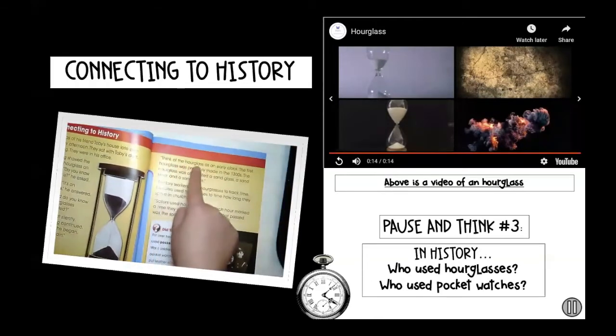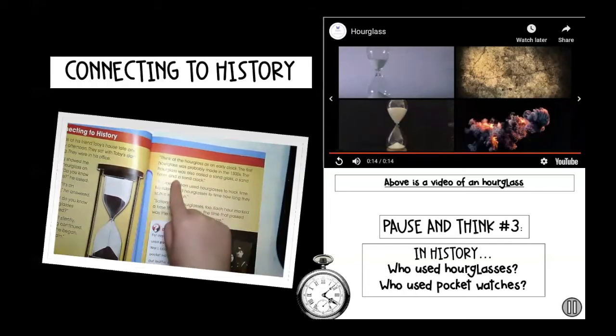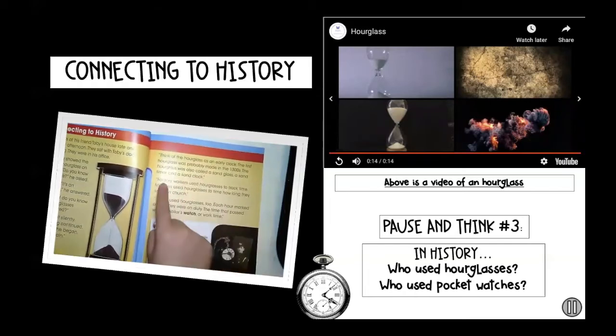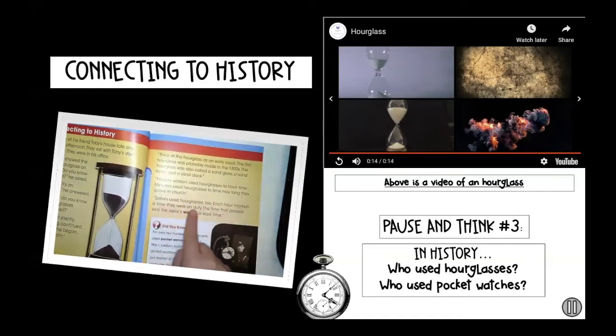Think of the hourglass as an early clock. The first hourglass was probably made in the 1300s. The hourglass was also called a sand glass, a sand timer, and a sand clock. Factory workers used hourglasses to track time. Ministers used hourglasses to time how long they spoke in church. Sailors used hourglasses too. Each hour marked a time they were on duty. The time that passed was a sailor's watch or work time.